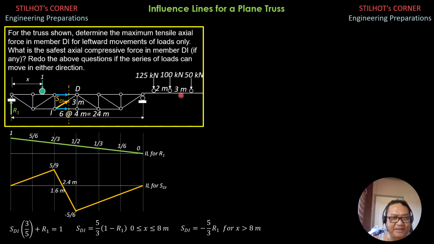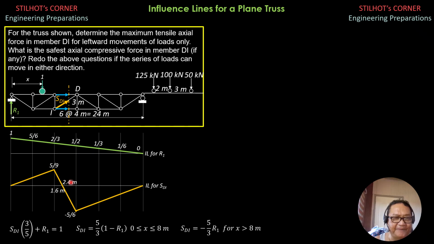Since the first problem asks for the maximum tensile force of member DI for leftward movements of the loads only, I'll consider first the situation where 50 is on this negative part, then 100 is over 5 over 9, and 125 would be somewhere here. It will not give us the maximum value if both the 100 and the 50 kilonewton loads are on the negative part of the influence line. So there's a possibility that it will also give us maximum tensile force when 50 is on this negative part.